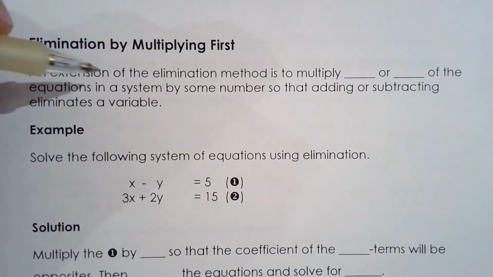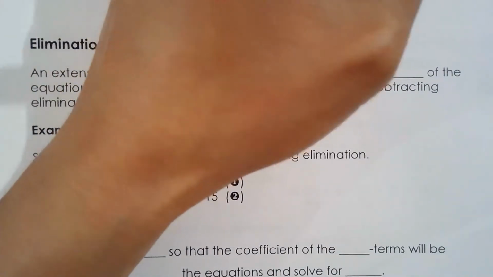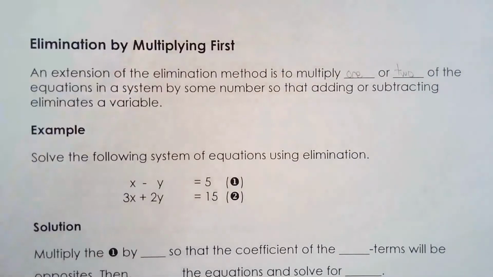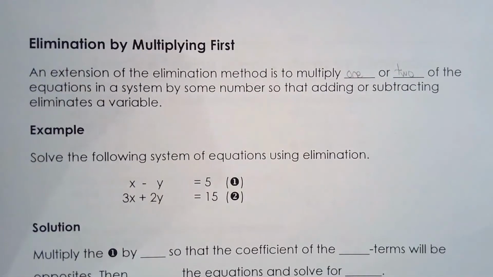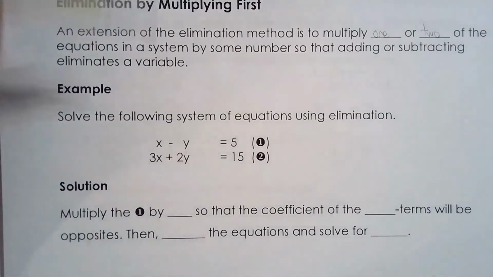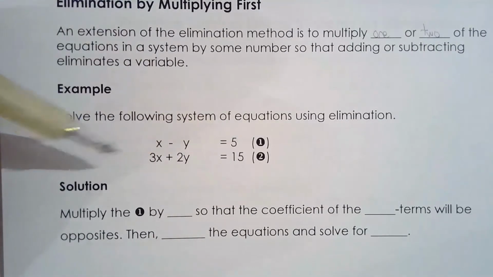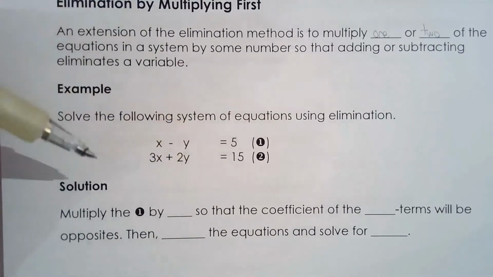So an extension of the elimination method is to multiply one or two of the equations in a system by some number such that adding or subtracting will eliminate a variable. So let's see what we're trying to say here. So look at our first equation. X minus y equals 5. 3x plus 2y equals 15. So those are the two equations that make up this system.